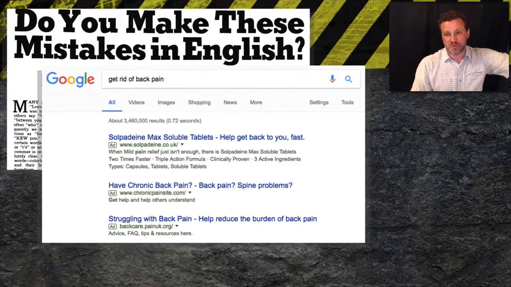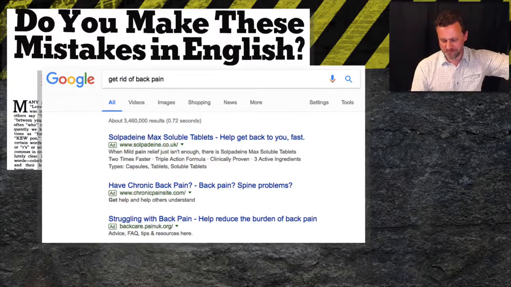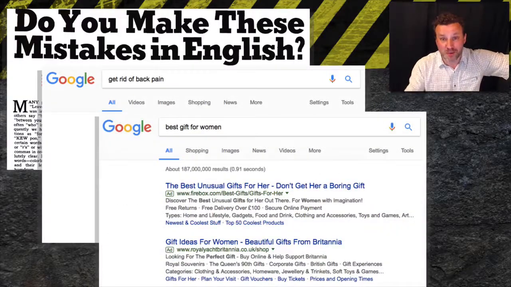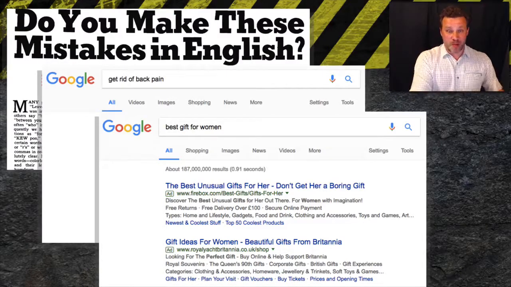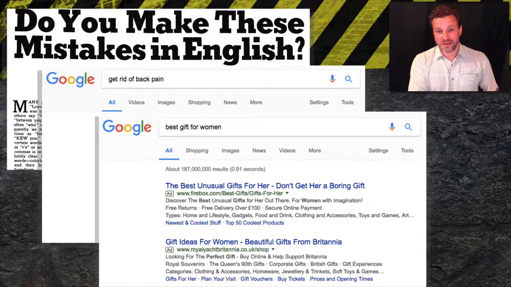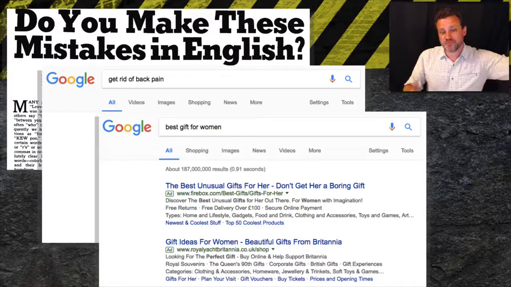Solpadeine Max Soluble Tablets is saying that's kind of a step three, four. It's like they're already aware of your product. So I think that's a little bit premature. And you lose money when you're throwing money at the wrong step market. If you get clicks for that, you could be throwing that money away.